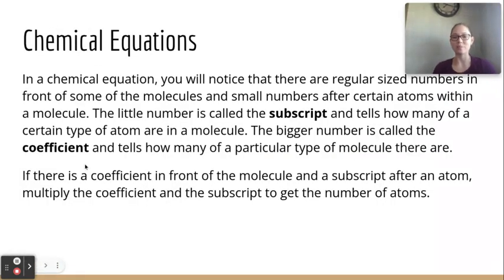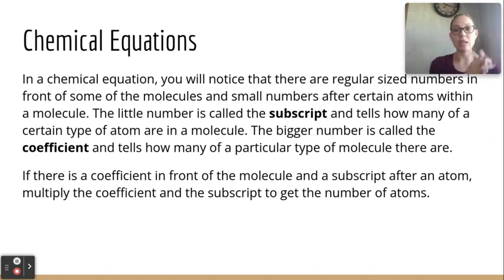One of the things that you guys are going to experience a lot in this class is called a chemical equation. You've probably already seen some chemical equations in your other classes, and what you will notice is that there are regular sized numbers in front of some of the molecules, and then there are small numbers after certain atoms within the molecule. The little number is called a subscript, and this tells us how many of a certain type of atom there is within the molecule itself.